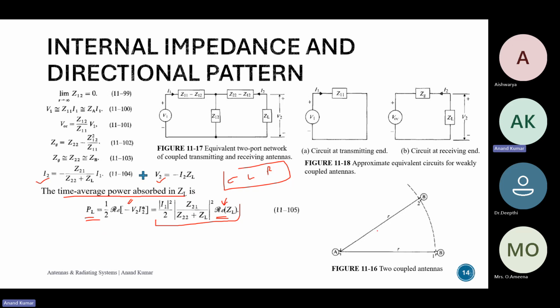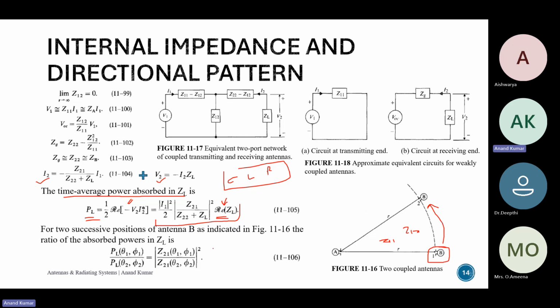And if we change the position of this receiving antenna B from position 1 to position 2, the term Z21 or Z12 will change because it depends on the orientation and the location. In that case, for different locations, we can calculate the amount of power which is received by the receiving antenna, and this is the ratio for different theta and phi values. So we can calculate how much power is received at what distance.